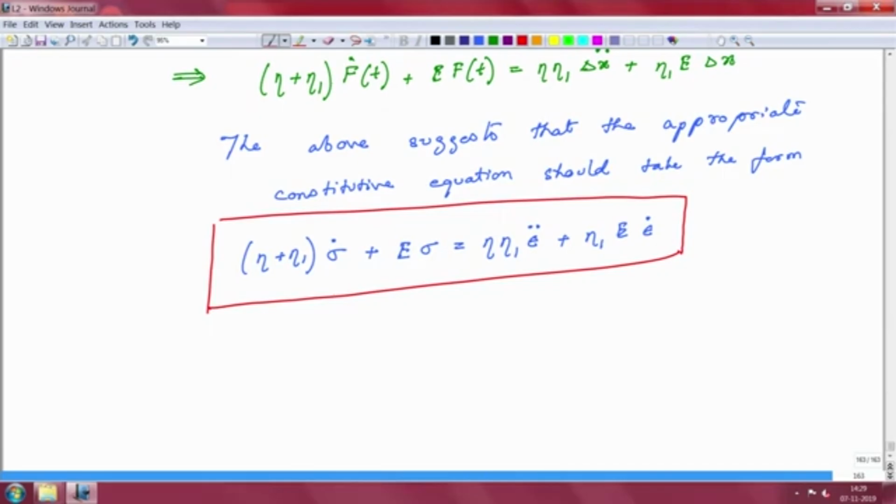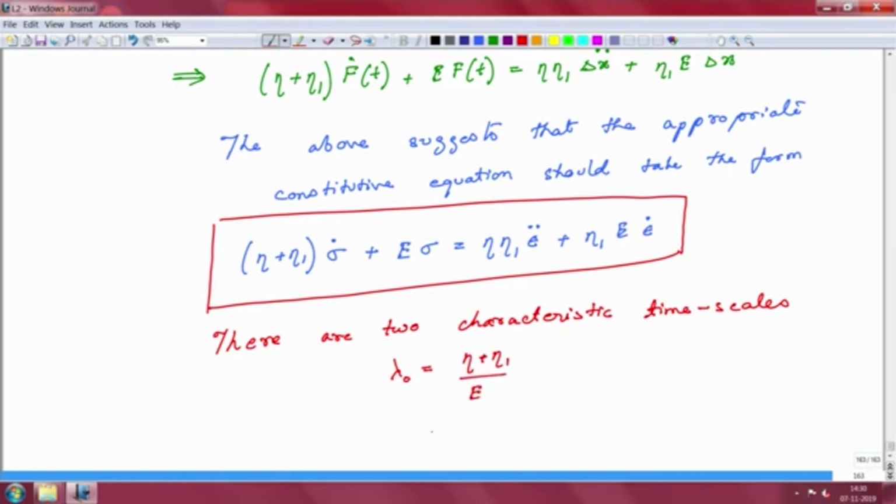a more general case. Before I end this particular discussion, I just want to note that there are two characteristic time scales in Jeffreys fluids. And the first one is eta plus eta 1 by E, and the second one is eta 1 by E.